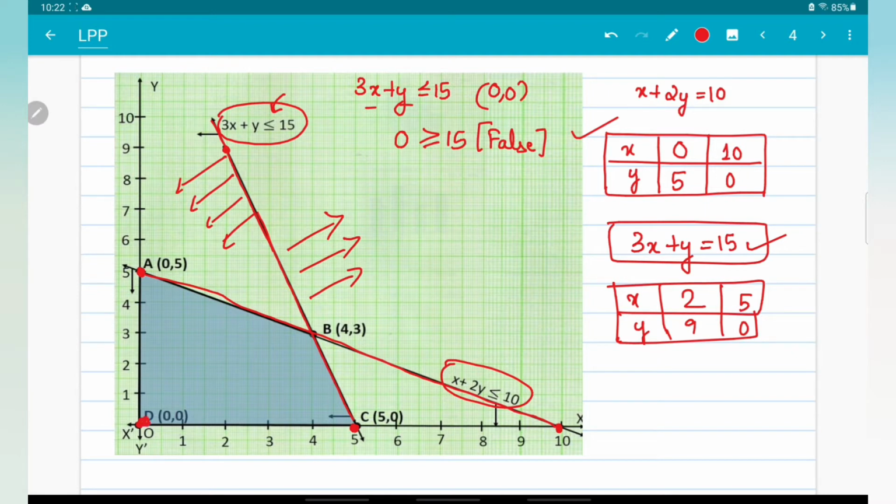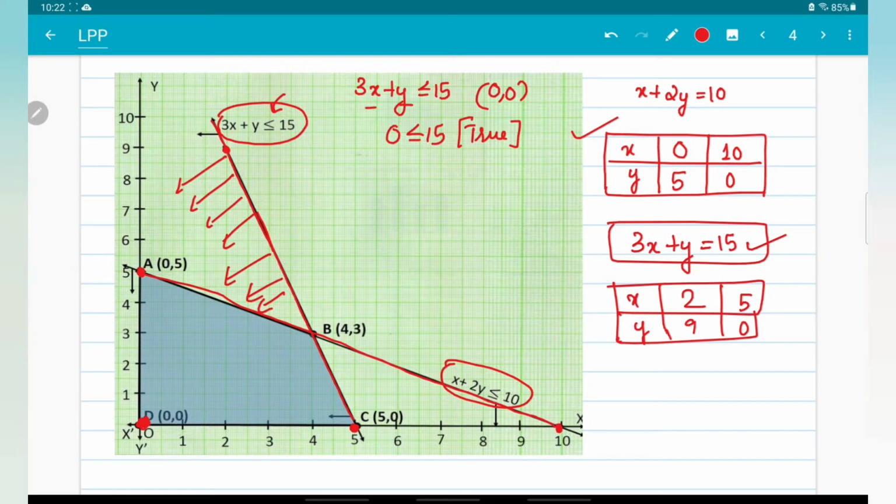This is the point 0 comma 0. So if the statement comes true, then you will shade towards 0 comma 0, and if it comes false, then you will shade away from 0 comma 0, that is in the opposite direction. So in this case, since 0 is less than 15 and the statement is true, we are shading towards 0 comma 0, that is this side, the side which I am indicating by the arrow.